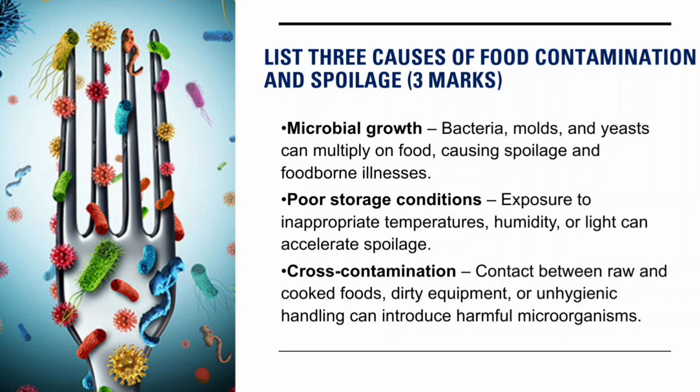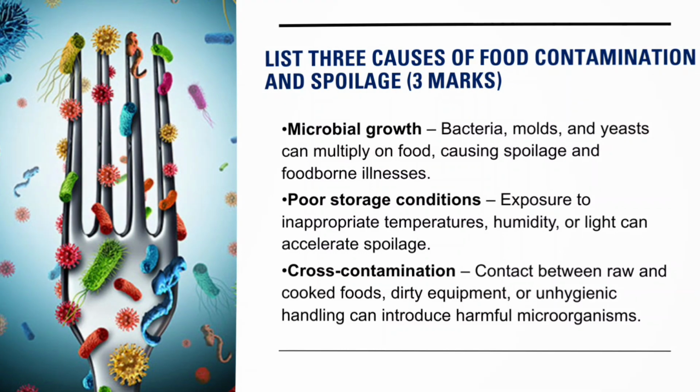Another cause could be poor storage conditions. So exposure to inappropriate temperatures, humidity, or light can accelerate spoilage. That means it can speed up the rate of the food going bad, right? Next point, cross-contamination. This refers to contact between raw and cooked foods, dirty equipment, or unhygienic handling that can introduce harmful microorganisms to the food, and all these factors, guys, can cause food to be contaminated and also spoiled.